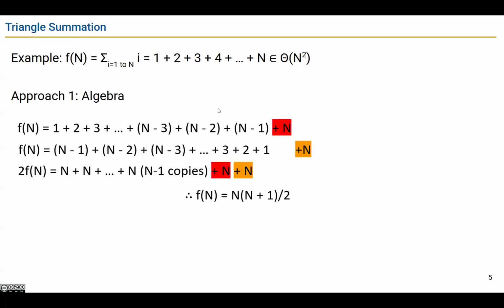So here's an example that we showed earlier. We showed that if you add up the first n natural numbers, then you get something that's theta of n squared. The first approach we showed was this algebraic approach, where we flipped one copy of f of n in this way, and we added pairwise to get a bunch of copies of n, and overall ended up at n times n plus 1 over 2. Here's the algebraic way to prove that this is true.